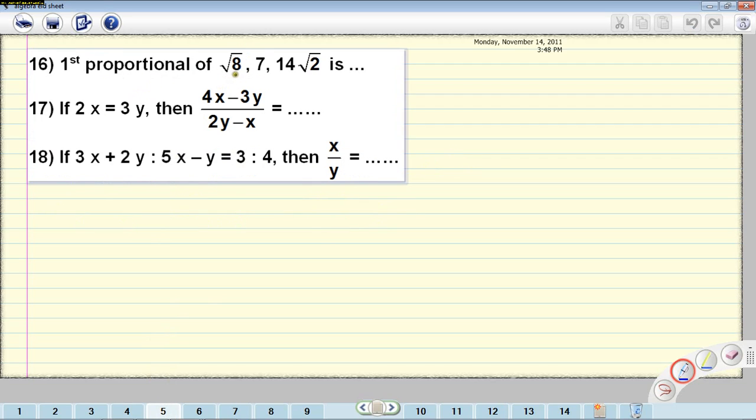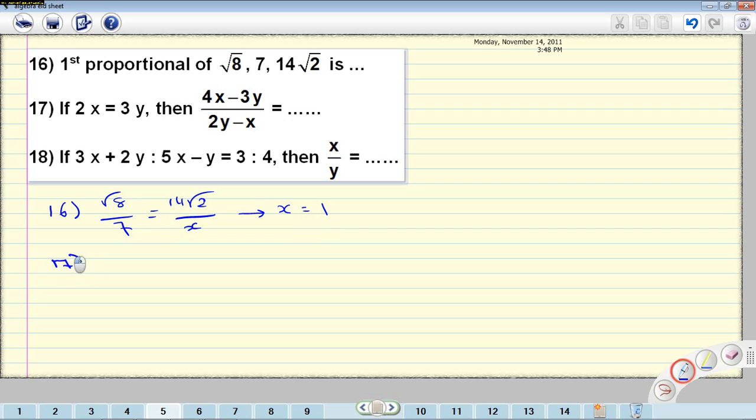First proportional of root 8, 7, 14, root 2 is, okay, I'm going to arrange them, which is root 8 over 7 equals 14 root 2 over x, and I get x, which is 1. I'm going to multiply 7 by 14 root 2 and divide the answer by root 8.